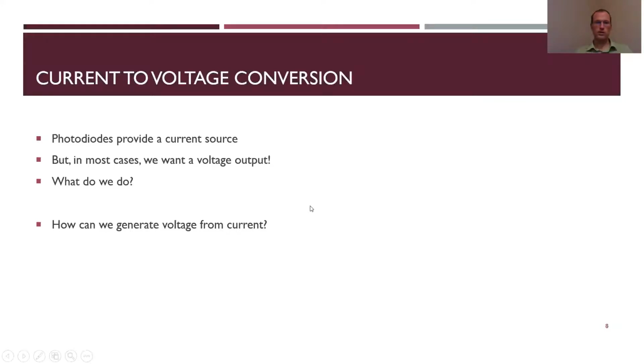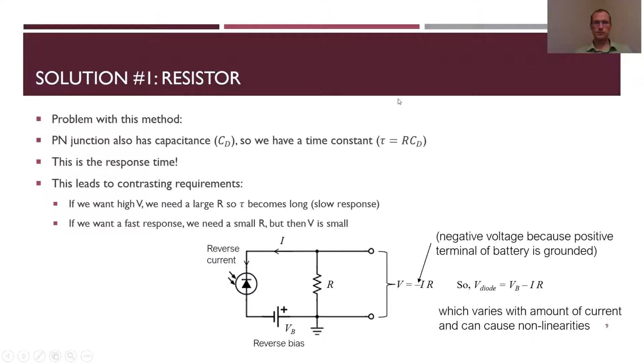So the question is, how do we generate voltage from current? There's a couple ways we can do this. First option is to use a resistor. And so it just has some current coming through here, reverse bias, battery, resistor, current going through there.